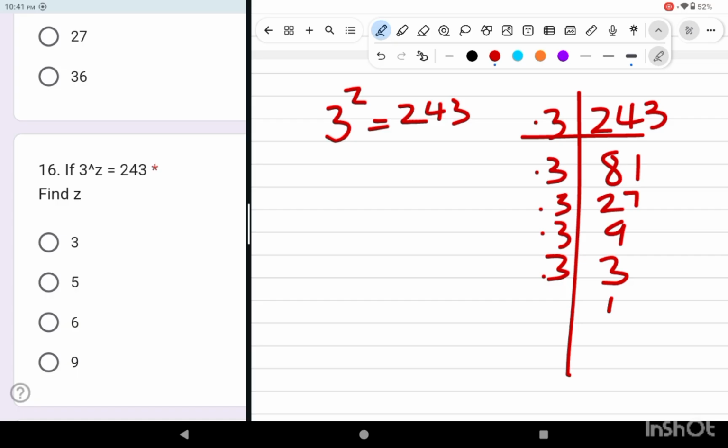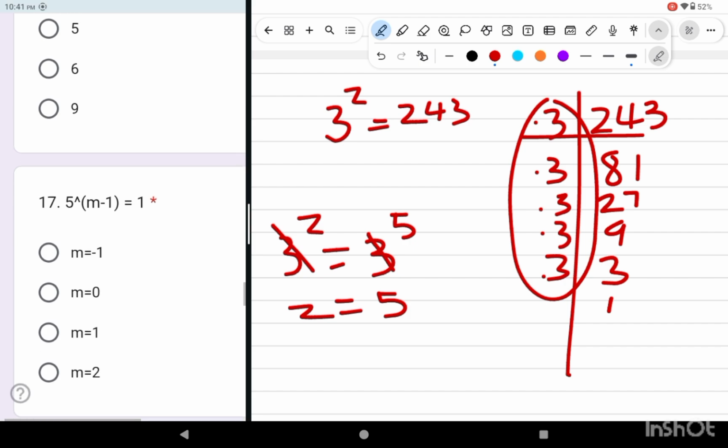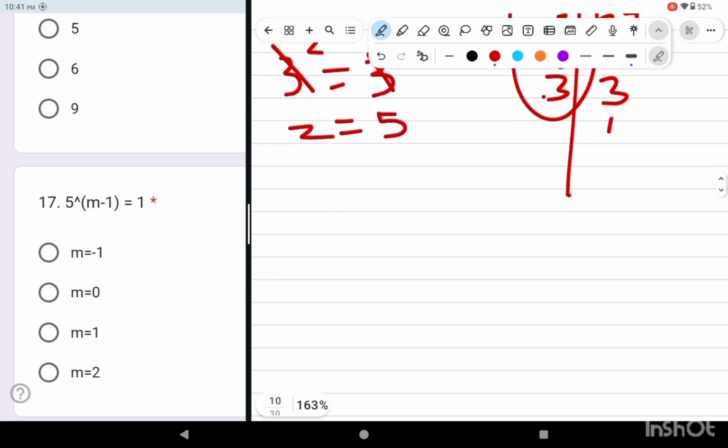Looking at the answers, 3 is multiplying itself in 5 places. So that means 3 raised to power z is equal to 3 raised to power 5. Cancel out the bases as they are equal. What do we have left? Z equals 5.